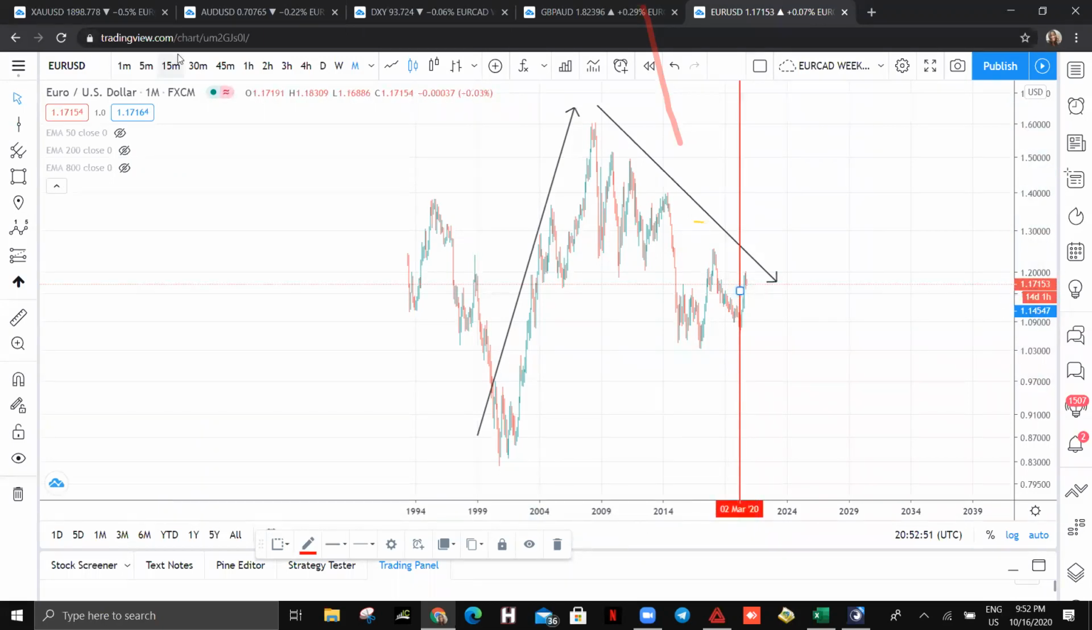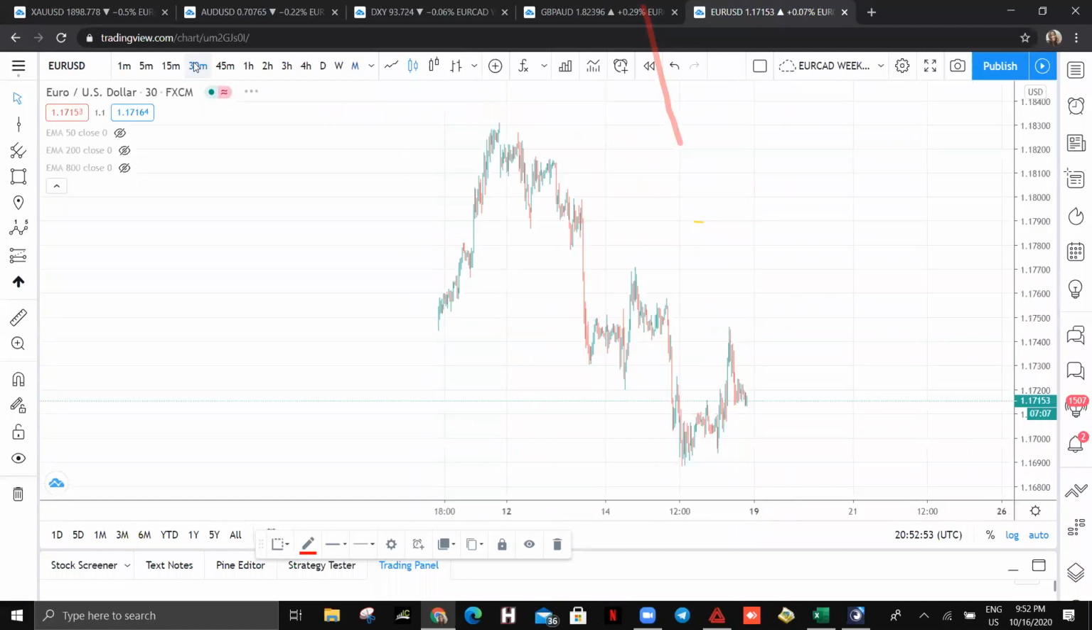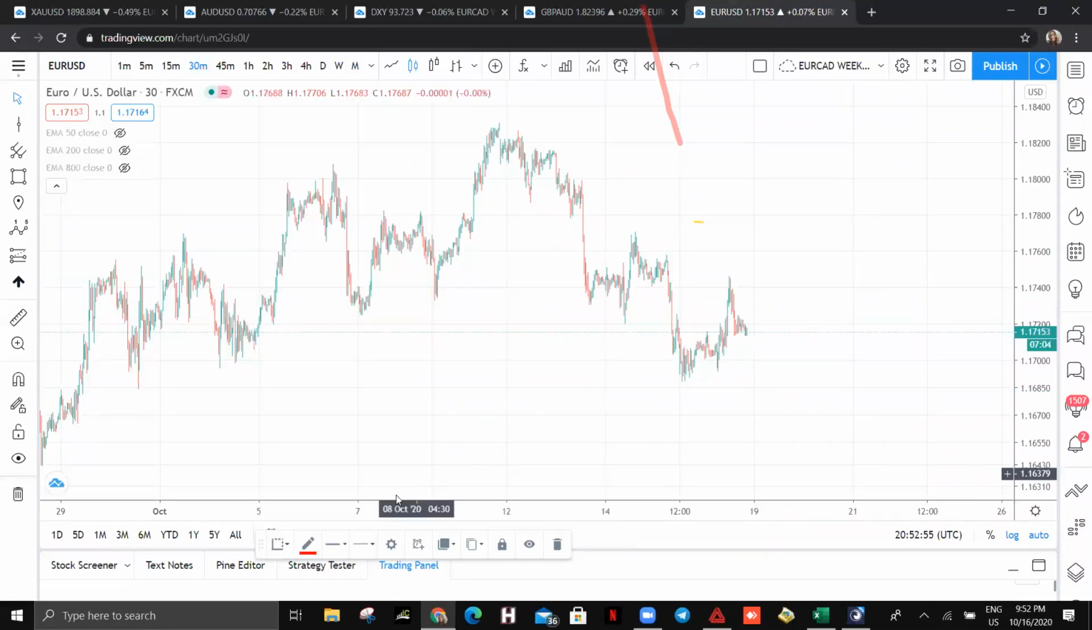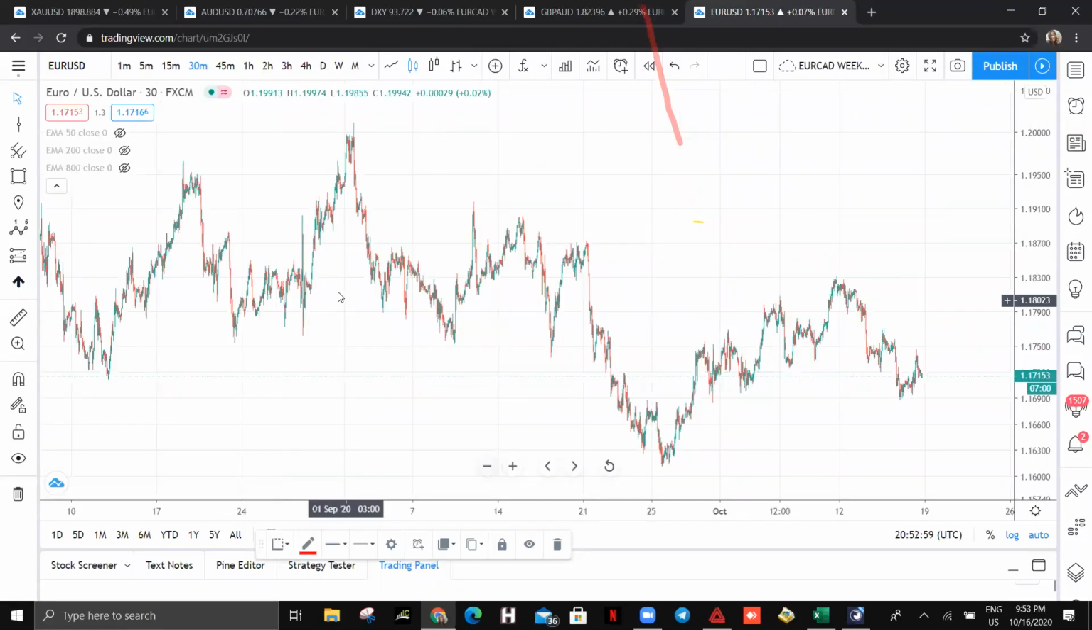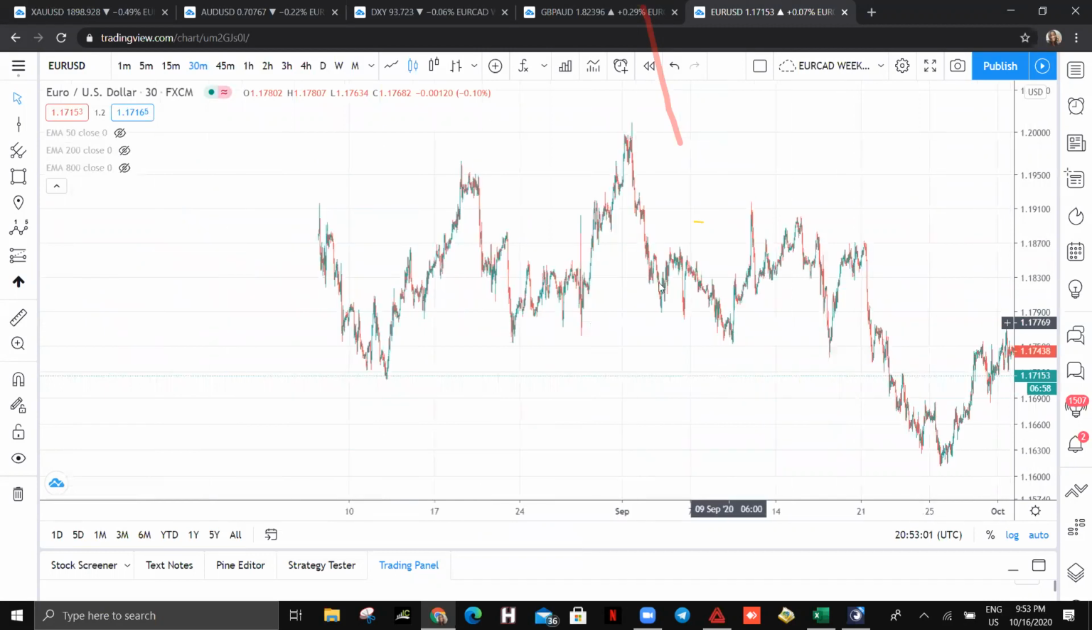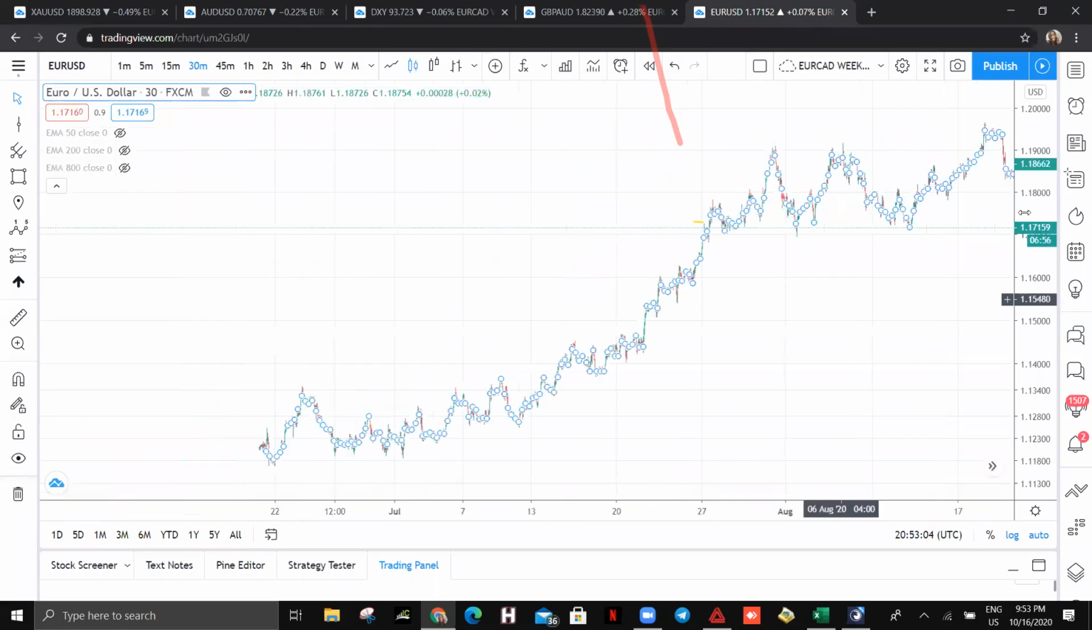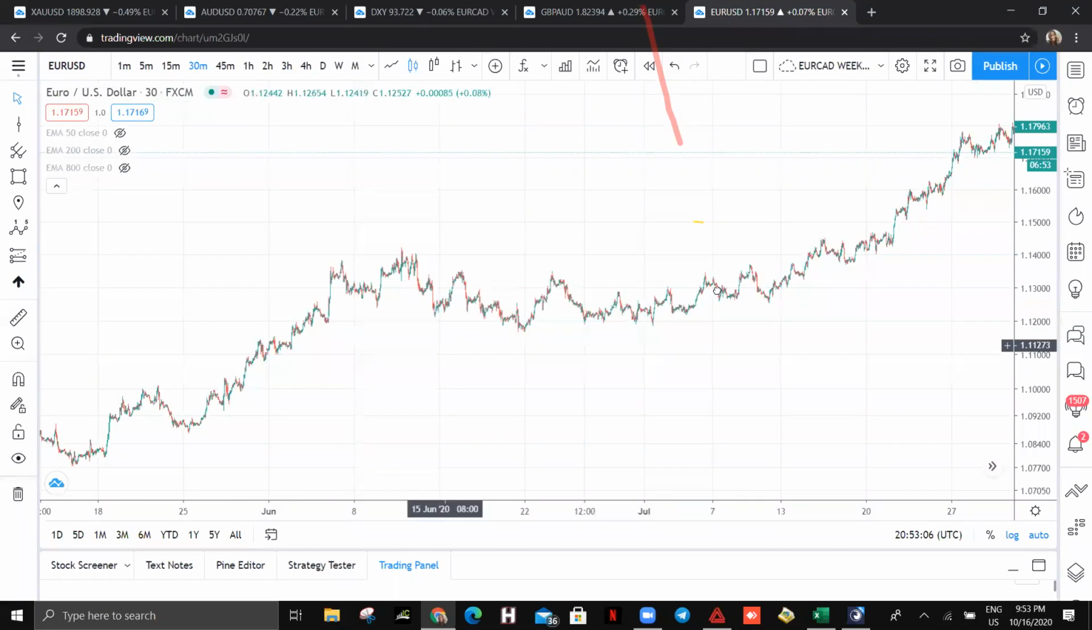Good. Now let me go to 30 minutes. Do you even see the line? You can't even find the line anymore. Let me squeeze the chart. You can't even find the line because it's back. You can see that it has been going up. Are you seeing it?